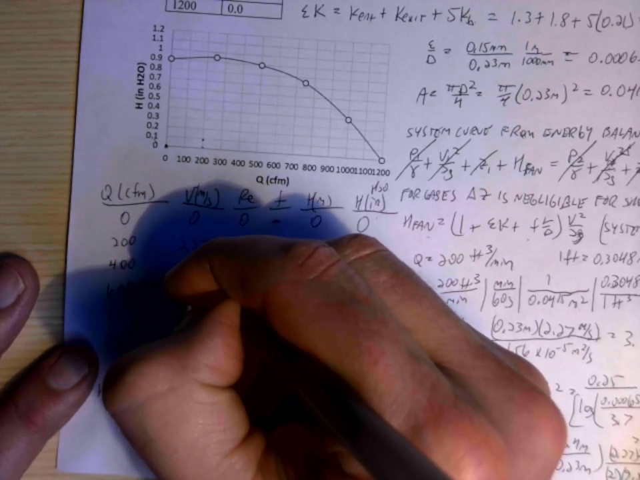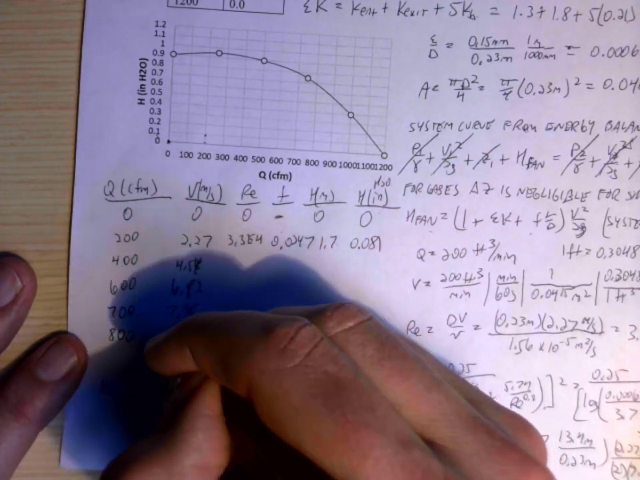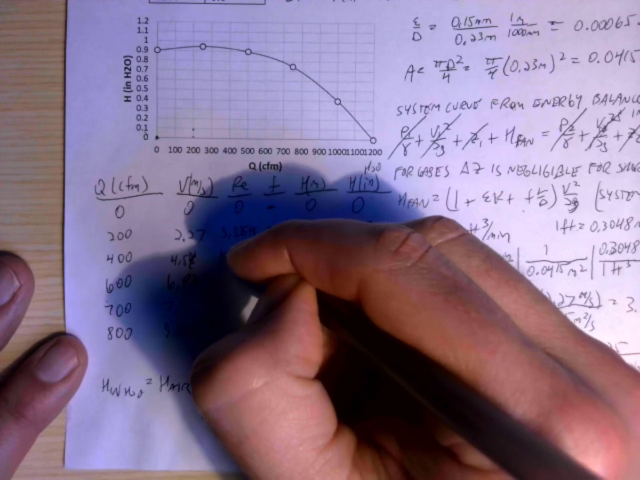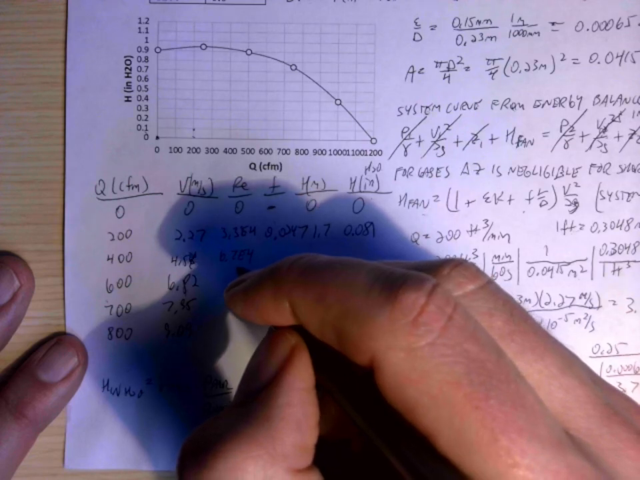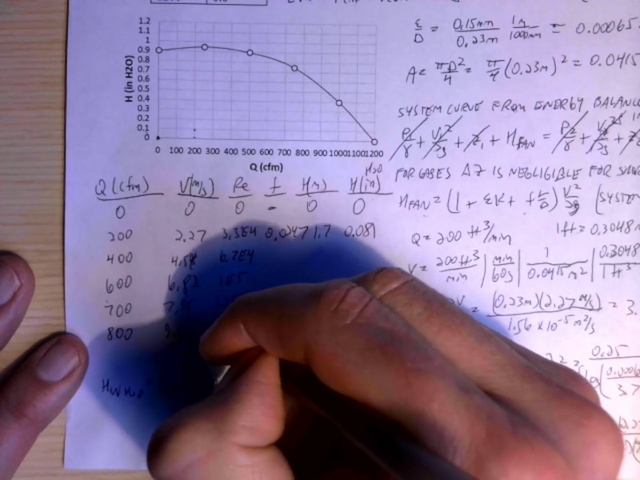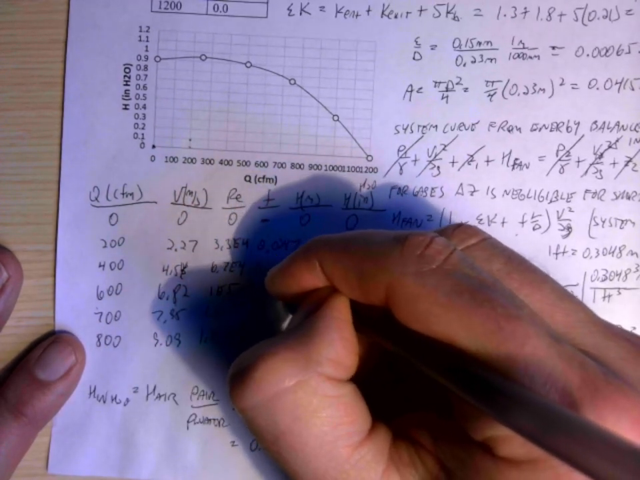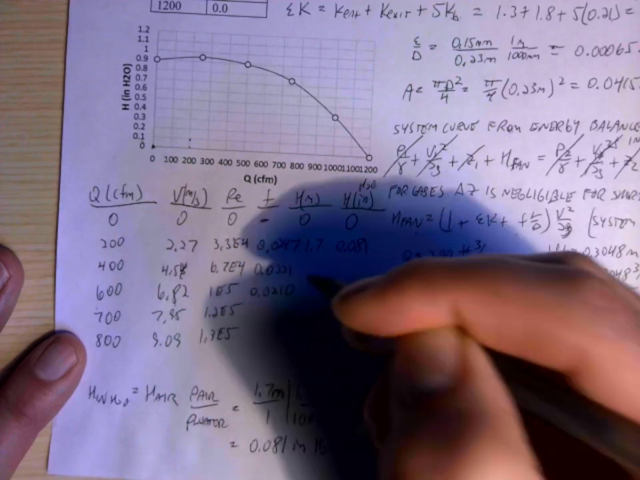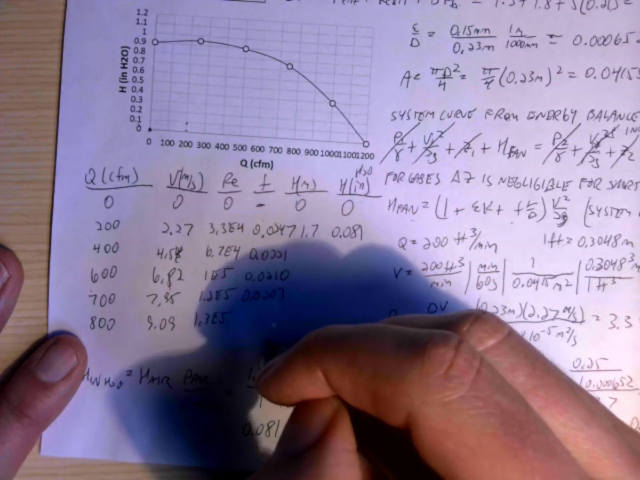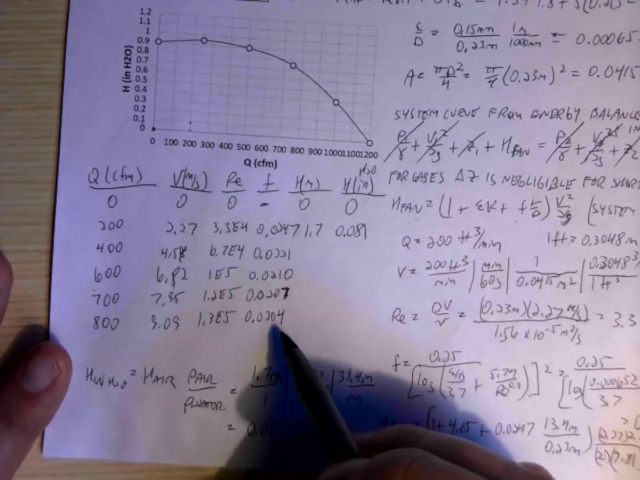So 4.54 for 400, 6.82, 7.95, and then 9.09 at these different Qs. And then the Reynolds number goes 6.7 E4, and then 1 E5, and then 1.2 E5, and then 1.3 E5. The friction factor does change a little bit because it's a pretty low roughness pipe, so 0.0221, and then 0.0210, and then 0.0203, and then 0.02, I'm sorry, that was 0.0207. That's not a 3, I can't read my own writing. 0.0204 at the end. Okay, so those are the different friction factors.